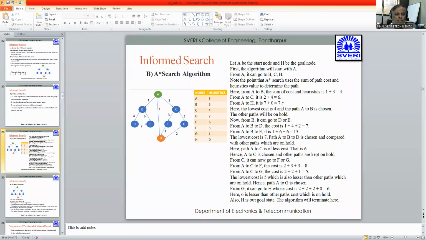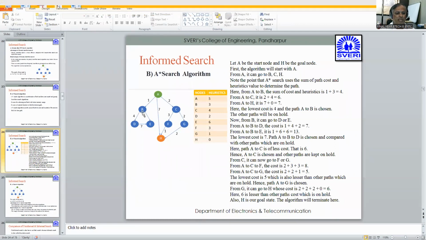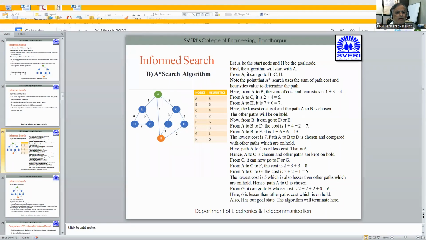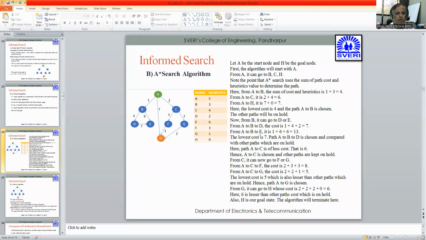अभी इन तीनों को अगर कंपेयर करेंगे तो हमको लोएस्ट कॉस्ट कौन सा मिल रहा है? 4. तो 4 किस जगह पे था? B था. सॉरी, 4 किस जगह पे था? The lowest path is from A to B. Yes, from A से B था. So A to B is chosen. The other path will be on hold. बाकी के सारे paths hold पर है.